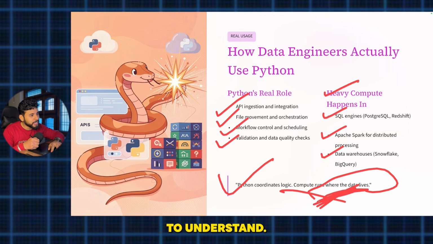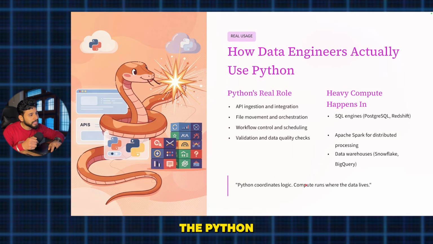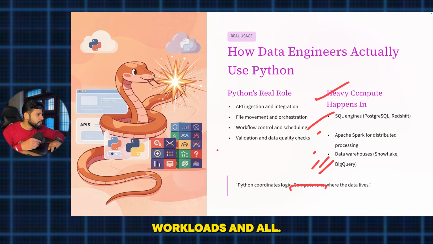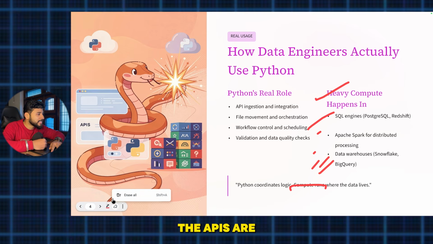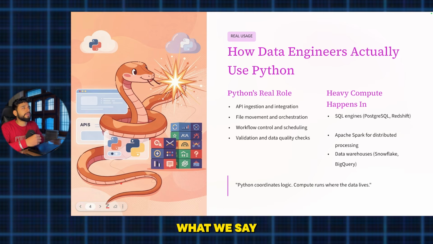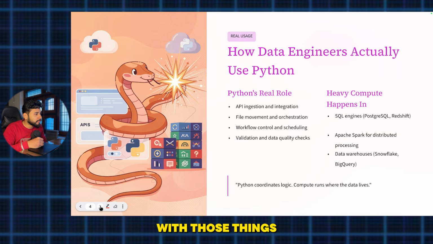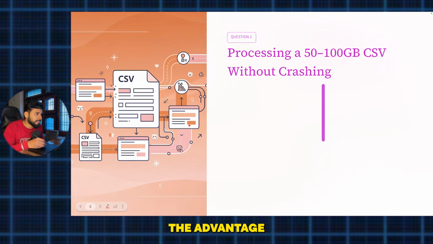That is very important to understand about what Python is. Different kinds of compute are present to handle different kinds of workloads. Python doesn't do the heavy lifting, it helps you coordinate things. Because the APIs are written in Python and are Python friendly, we can talk with those things using Python. That is the advantage of it.